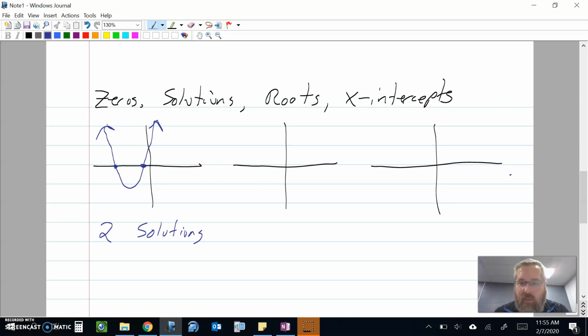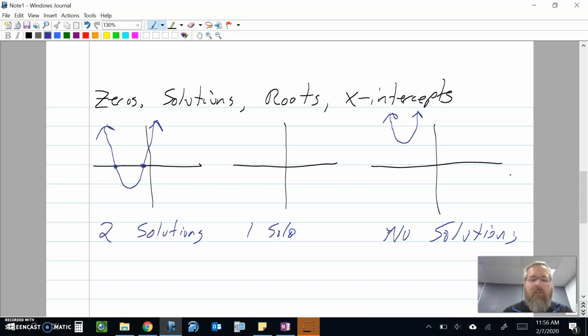Let's talk about this one. It opens up. How many times does this cross the x-axis? None. So this has, what does this have? No solutions. This has no solutions. So, what is between 2 solutions and no solutions? Hopefully you recognize that that is one solution. I want you to draw a picture of it.